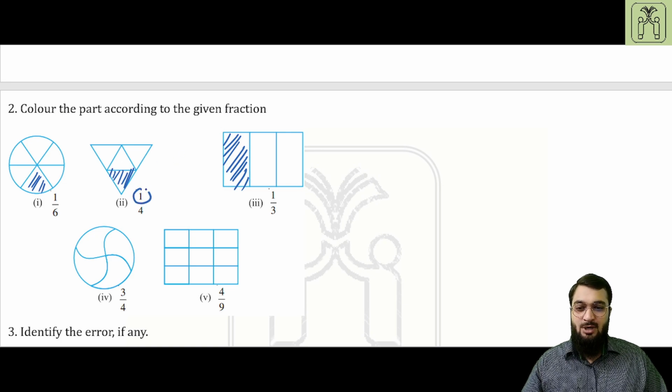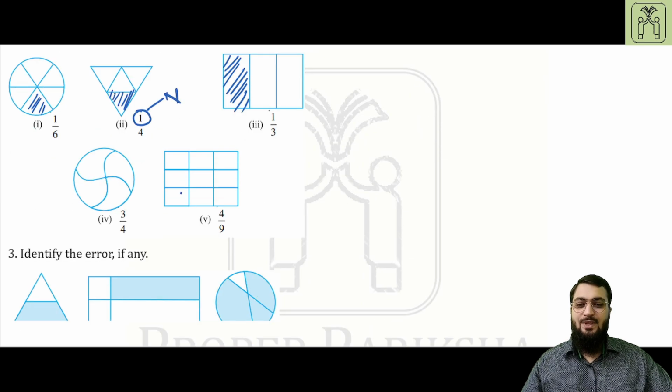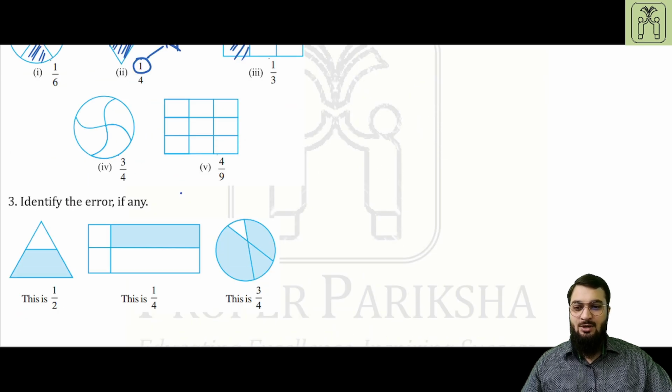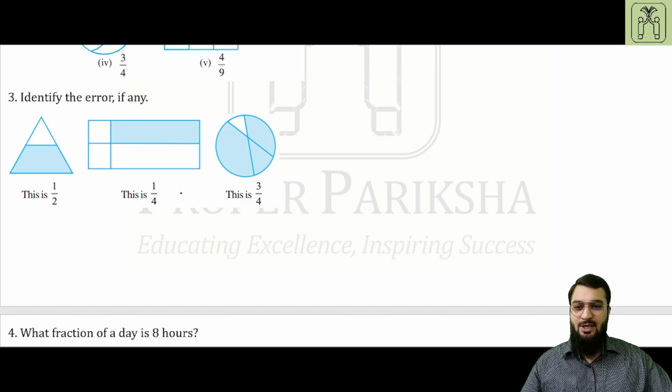So coloring will be done on the basis of the numerator. Now again 3 upon 4, you will color any 3 parts, and then 4 upon 9, you will color any 4 parts, and that will result into 4 upon 9. Coming to the next question, that is question 3. Identify the error if any.